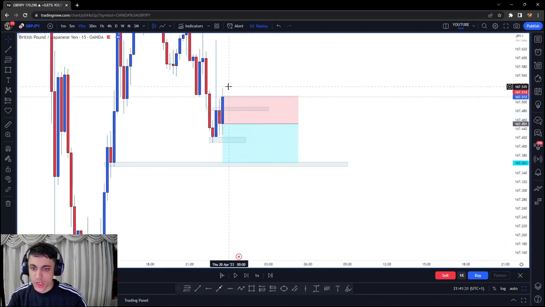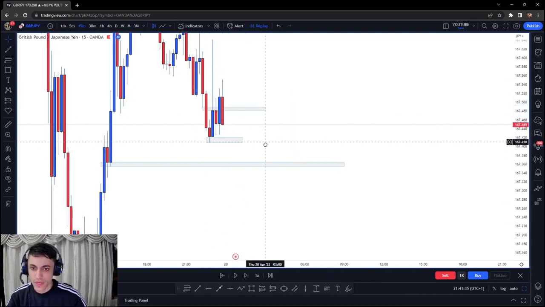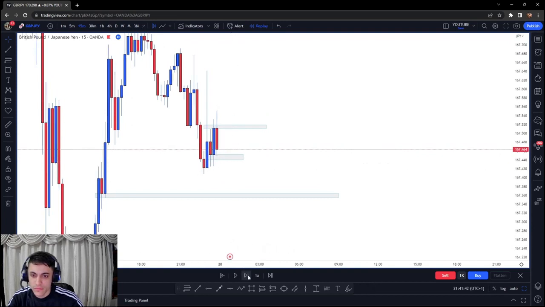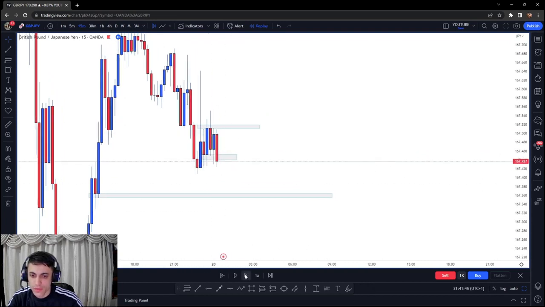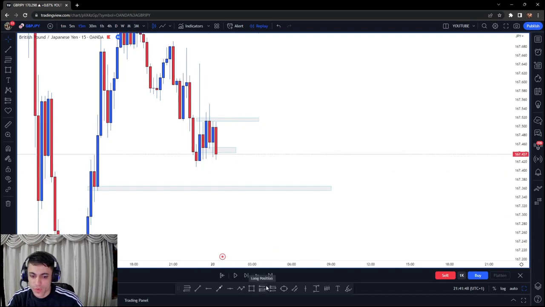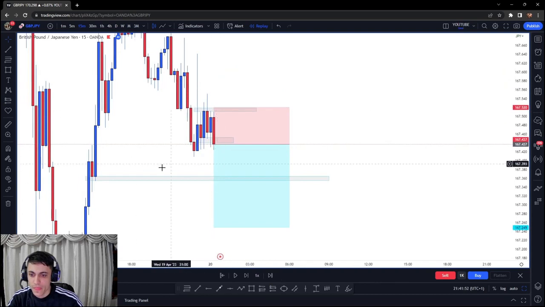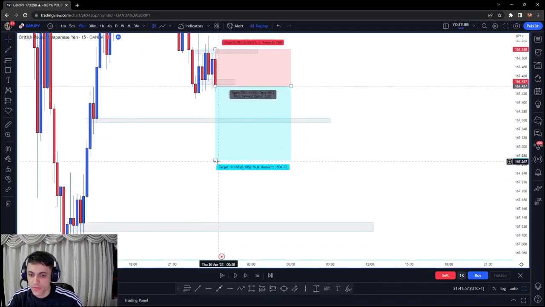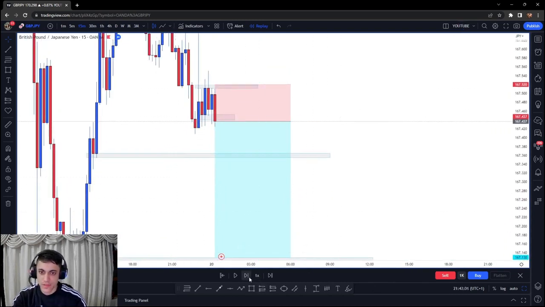Okay, it closed bullish, so there's no trade. Leave it. Okay, market found new resistance. Support is still down here. Okay, bullish candle, bearish candle. Boom, short position, stops above, and my take profit 1 is 1 to 1, and take profit 2 is all the way down here. So let's see how this plays out.